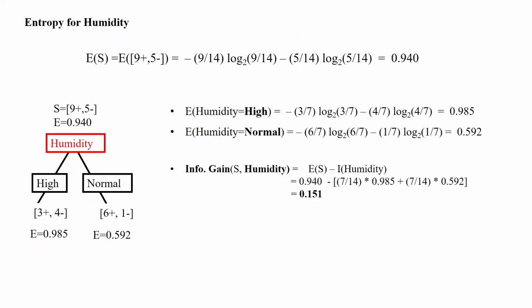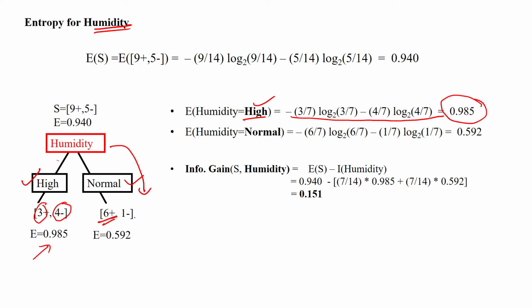Now like this we have to calculate the entropy for humidity. Humidity has two values, high and normal. Under high we have 3 positive samples and 4 negative samples. When you substitute the values, the entropy of humidity equal to high is 0.985. When humidity is normal, we have 6 positive samples and 1 negative sample, so the entropy of humidity equal to normal is 0.592.